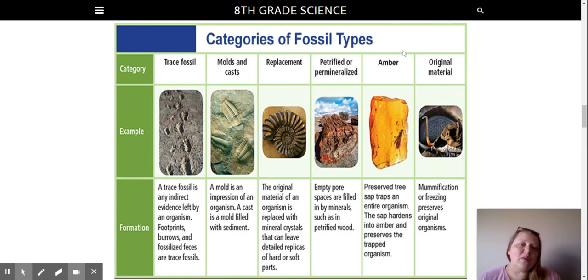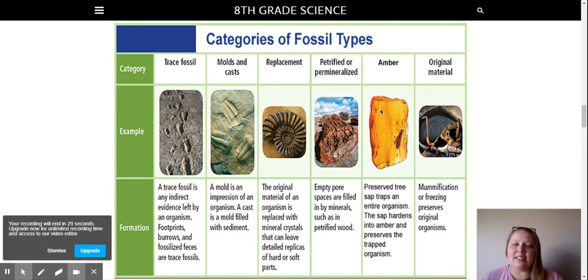And then the last one, amber, this is actually a preserved fossil. Preserved tree sap traps an entire organism. The sap hardens into amber and preserves the trapped organism. So if an organism is trapped in amber, tar, mud, ice, that's a preserved fossil. And then we have original material, mummification, freezing, preserves original organisms. Also going to be a preserved fossil.